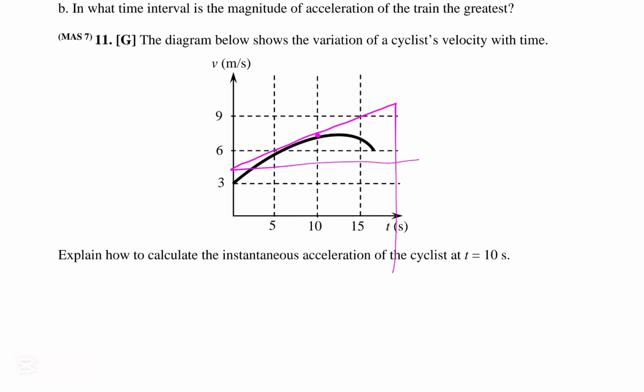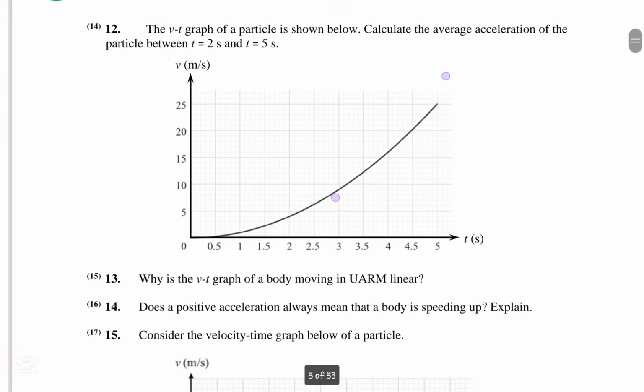So again, how do you calculate? You draw a tangent at the specific time. You draw a right triangle where the tangent is the hypotenuse, and then you find the acceleration by doing rise over run, or basically you find the slope. Okay, that's it for question 11. We'll now move on to question 12.